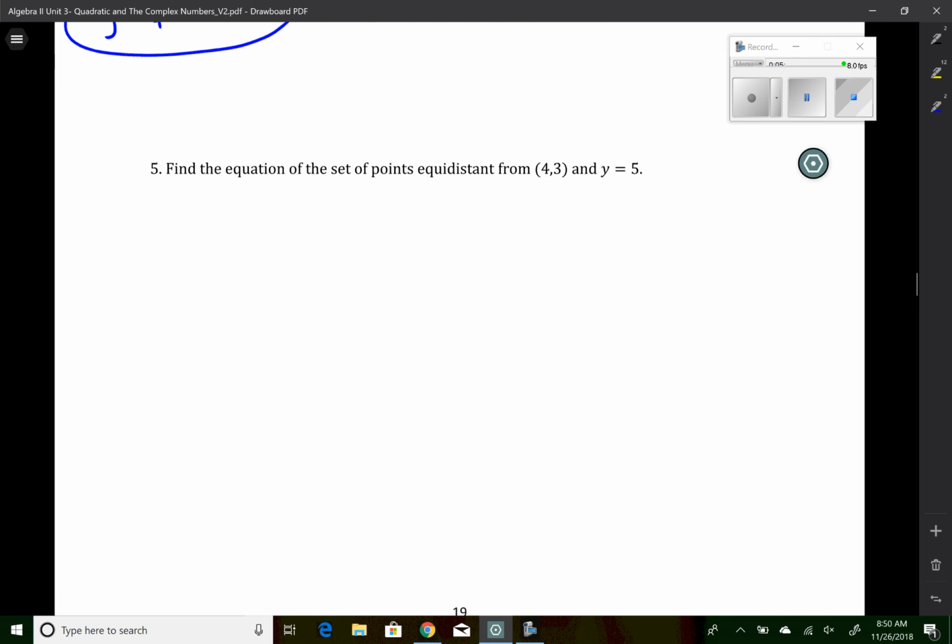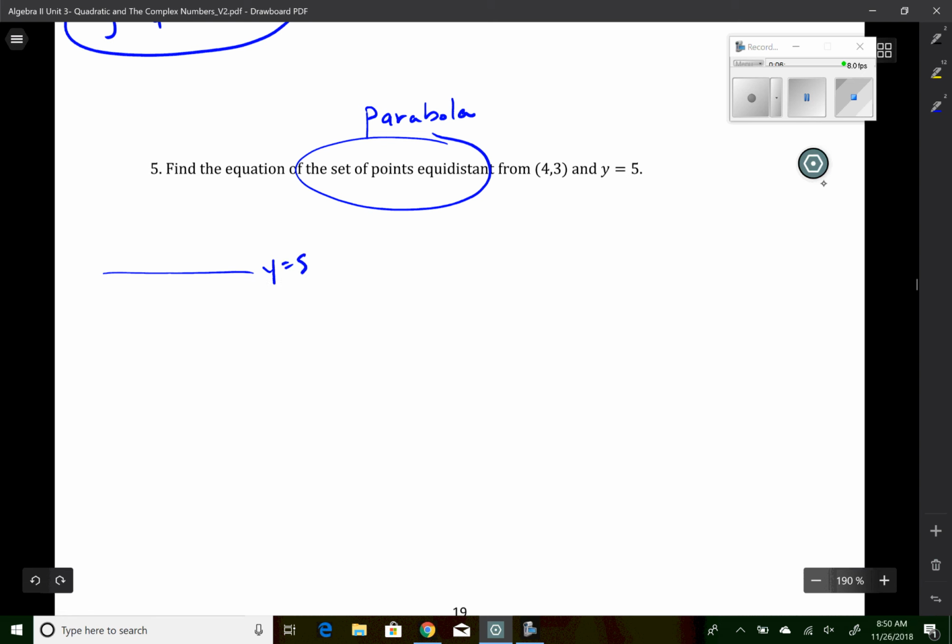Number 5 says find an equation that is equidistant from the point (4, 3) and y equals 5. This is just a fancy way of saying find the equation of a parabola. I'll spell it right this time, unlike how I did in first period accelerated today. So if we know the vertex, or we can find the vertex, we have y equals 5, we have (4, 3) as the focus.